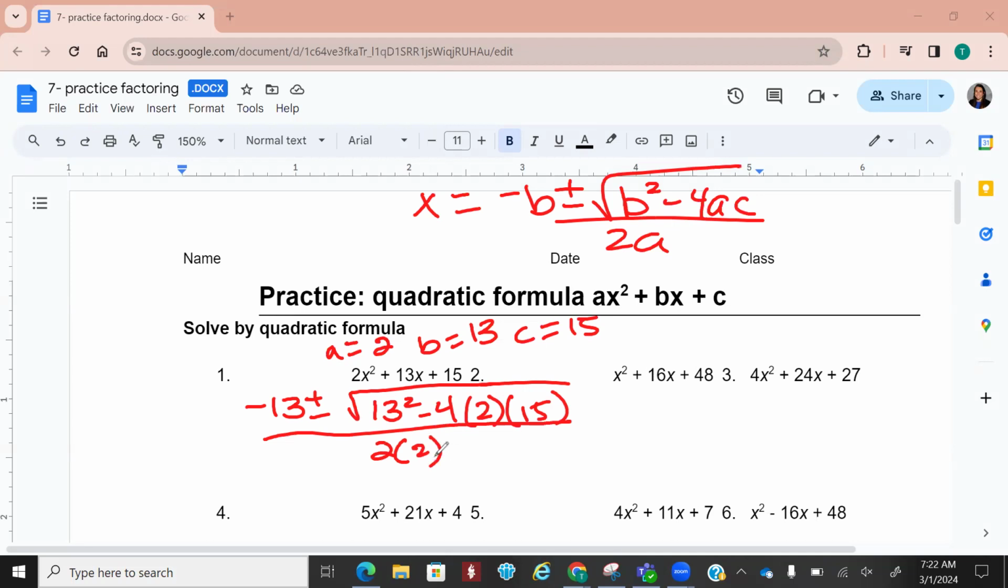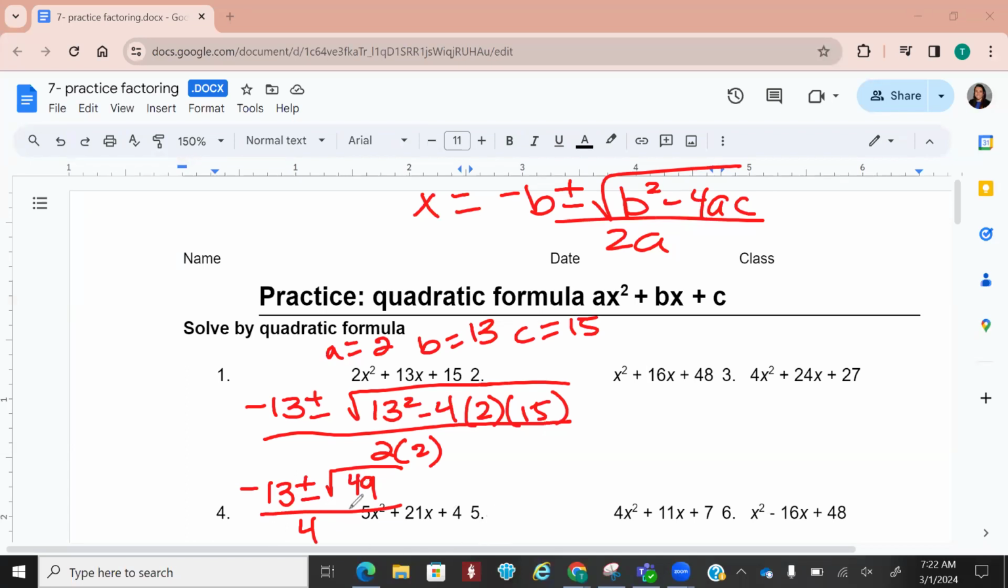And we learned yesterday that we need to simplify the outside, the inside, and the bottom. So the outside's already simplified, so we're just going to make that negative 13 plus or minus. The inside, if we type all of that into our calculator, we get 13 squared minus 4 times 2 times 15. That gives us 49 underneath the radical. And then 4 on the bottom.